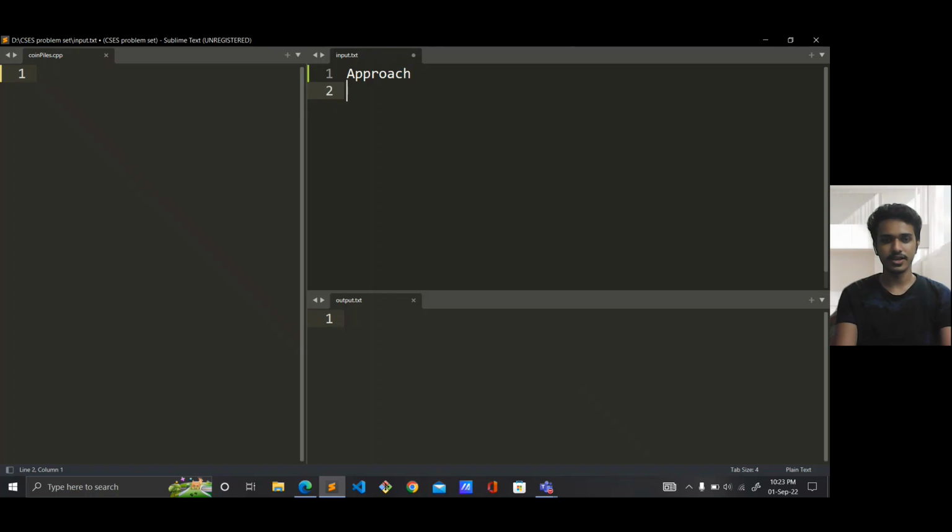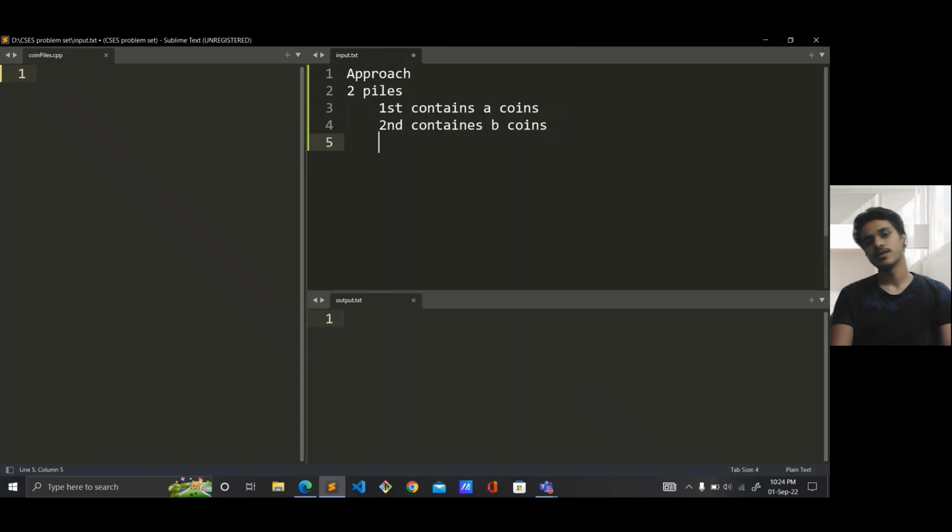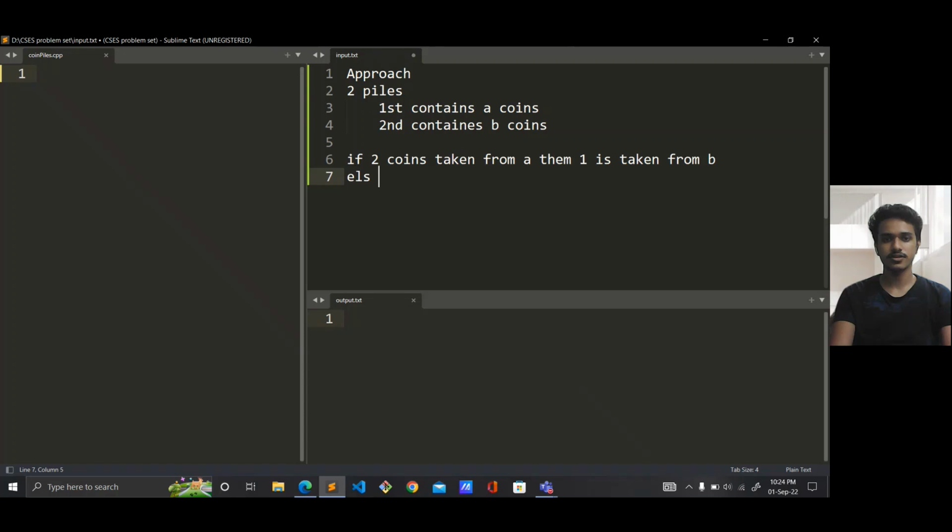The approach will go as follows. We have two piles. The first contains A coins, and the second contains B coins. The move options are: if two coins are taken from A, then one is taken from B, and else if one coin is taken from A, then two are taken from B.